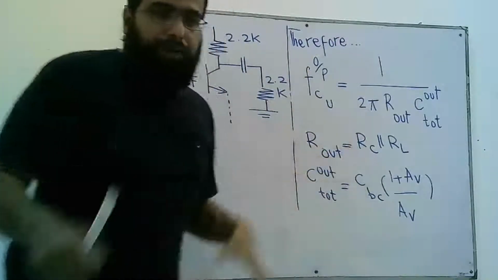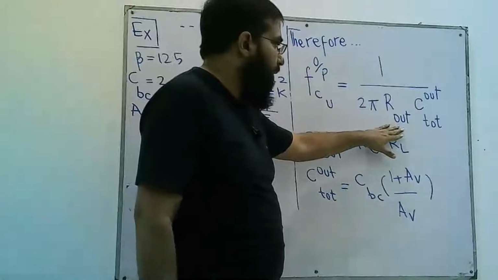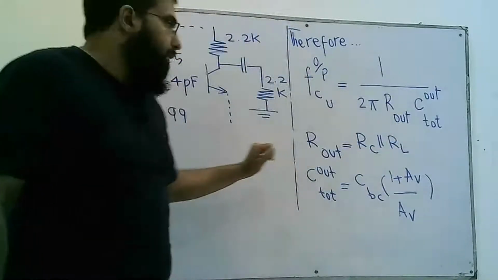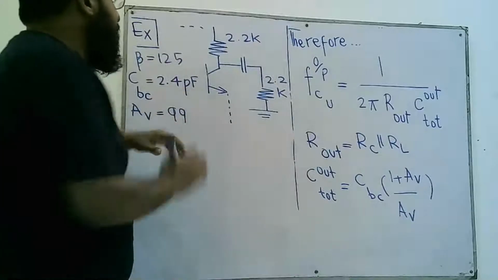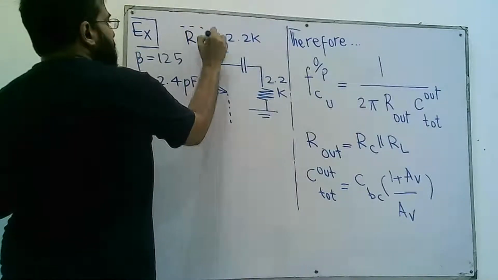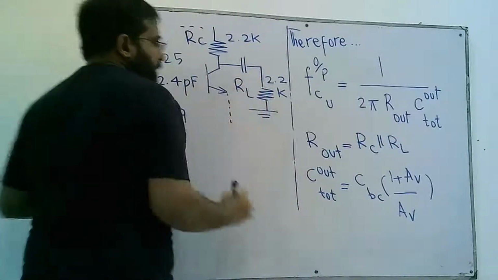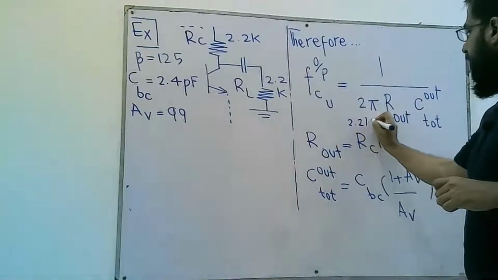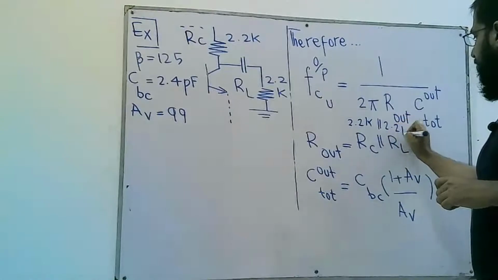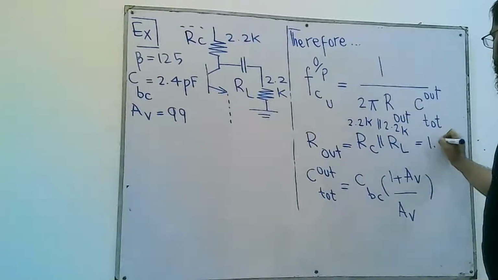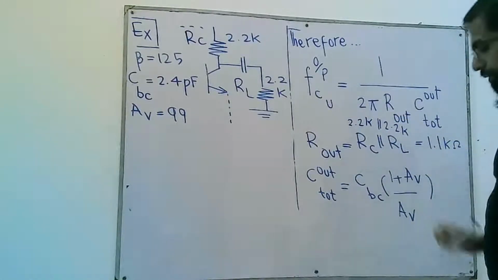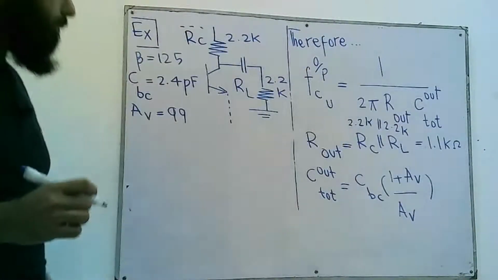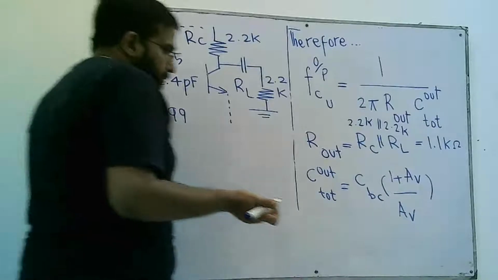And before we find FCU upper, we have to find R out and C out total. Computing R out is straightforward. It's simple because we have this RC and this RL. So 2.2K in parallel with 2.2K, it becomes 1.1 kilo ohms. So the first item is simple to compute. The second is also not difficult.